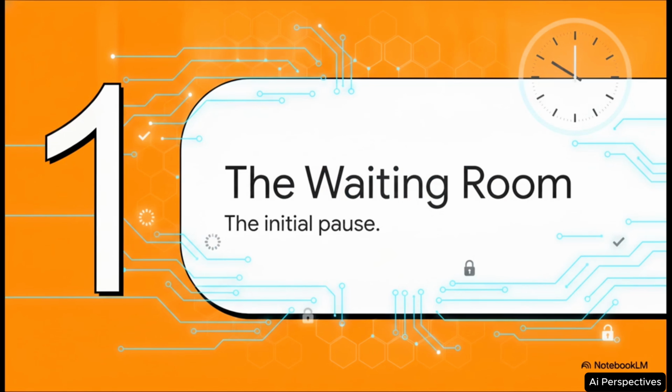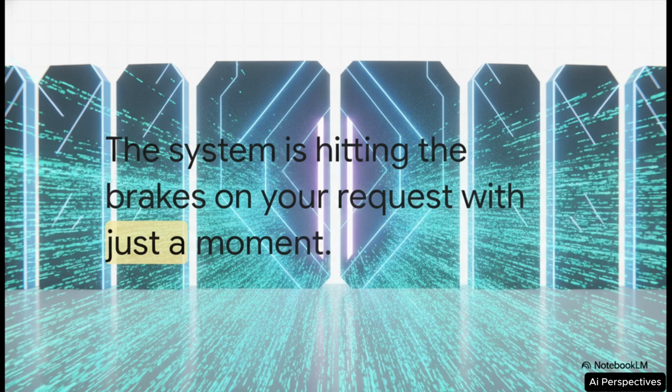Section 1. The digital waiting room. The initial pause. Right, so those massive words, just a moment, that's our first big clue that access is not instantaneous. A deliberate pause is engineered right into the connection. Basically, when you see this, you're being placed in a holding pattern. The system is intentionally hitting the brakes on your request. You aren't immediately let through the gates. Nope. You're parked right here while the invisible mechanisms of the site get to work.